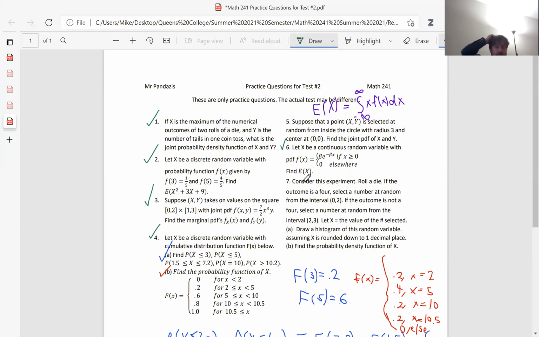Number 7, consider this experiment. Roll a die. If the outcome is a 4, select a number at random from the interval 0, 2. If the outcome is not a 4, select a number at random from the interval 2, 3. Let x equal the value of the number selected. A, draw a histogram of this random variable, assuming x is rounded to 1 decimal place. B, find the probability density function of x.